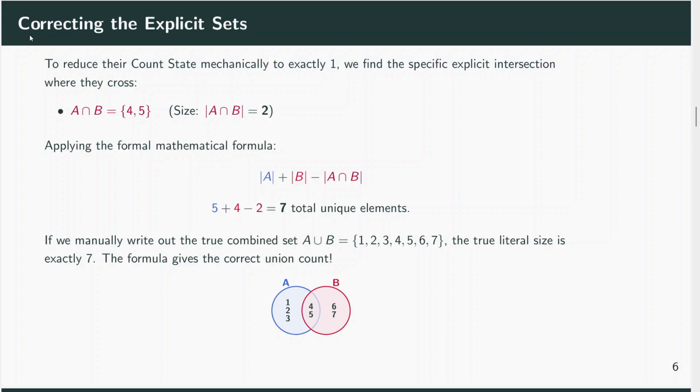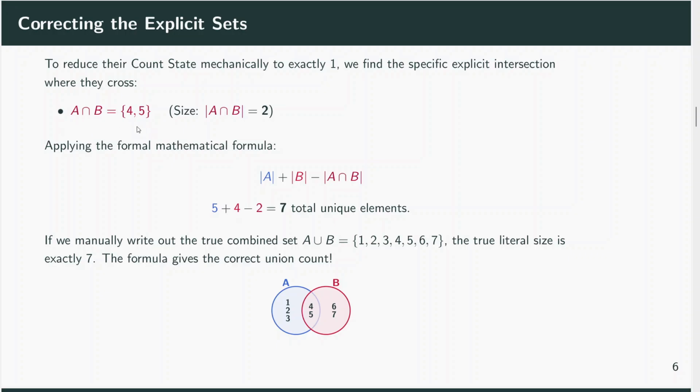Correcting the explicit sets. All right, so we know the problem. Elements 4 and 5 have each been counted twice, giving us a raw total of 9, when the true answer should be smaller. Let us now apply the fix. We need to find the intersection of A and B, the explicit list of elements that live in both sets at the same time. A contains 1, 2, 3, 4, 5. B contains 4, 5, 6, 7.